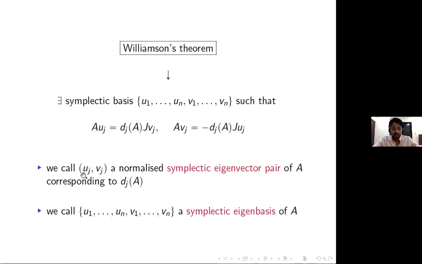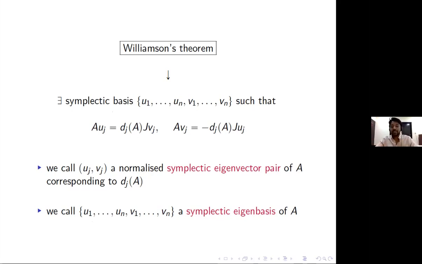So this pair of vectors u_j, v_j satisfying this condition, if we have any such pair, we say that it is a symplectic eigenvector pair of A corresponding to the symplectic eigenvalue d_j of A. And a symplectic basis consisting of symplectic eigenvector pairs, when arranged like u's and v's, we say that it is a symplectic eigenbasis of A. Again, comparing it with eigenvalues, the symplectic eigenvector pairs are analogous to eigenvectors, and a symplectic eigenbasis is analogous to the eigenbasis for eigenvalues.